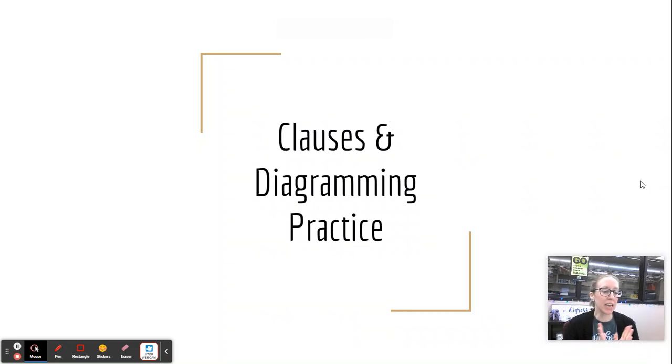So today we're going to be talking just a little bit about clauses. We're going to do a brief overview of what clauses are and what the different types of clauses are. And then we're going to quickly talk about how to diagram them. And then I'll show you a few examples.